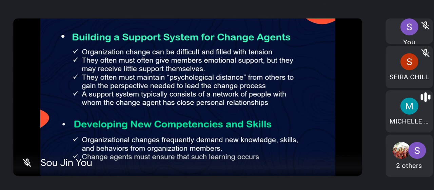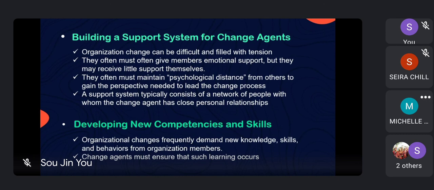Next is developing new competency skill. Organizational changes frequently demand new knowledge, skills, and behavior from organizational member. Change agent must ensure that such learning occurs. Ang organization ay nagkakaroon ng pagbabago. Dapat yung member ng organization ay marunong mag-adapt sa changes. For example, manager ako ng isang organization. Para ma-implement yung pagbabago ay kailangang umisip ako ng new leadership style at new approaches para mas madaling masolve yung problema. Kasi kung walang pagbabagong mangyayari sa akin as manager, hindi mag-grow ang organization.